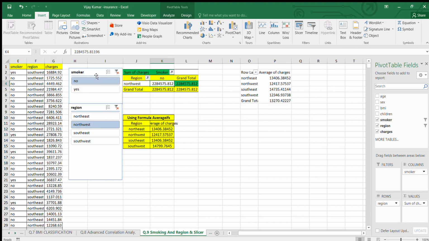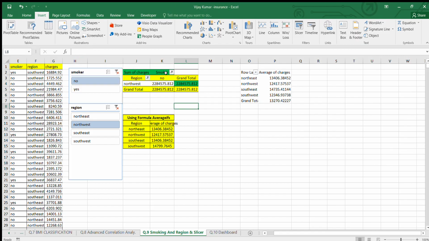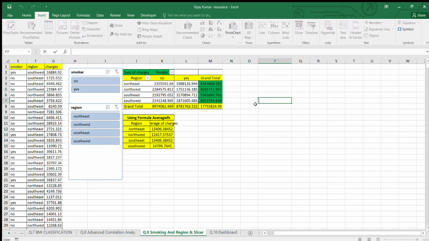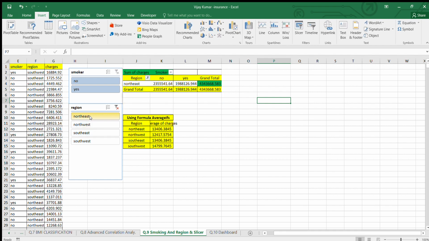So this much quantity. The same way we have applied the slicer here. Along with this we have got this value for region and smoker. In both I have applied the slicer along with the pivot table. So this is region wise, and this is the average of charges we have put. Actually there is no need for this because I have already calculated it here using the pivot table.